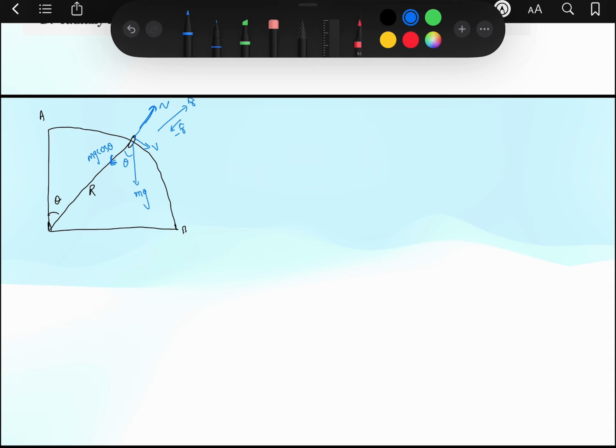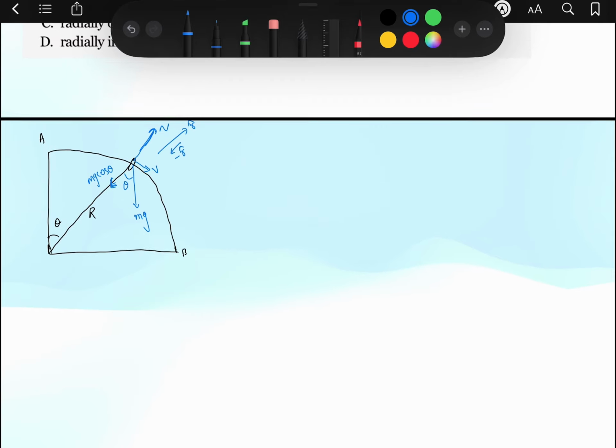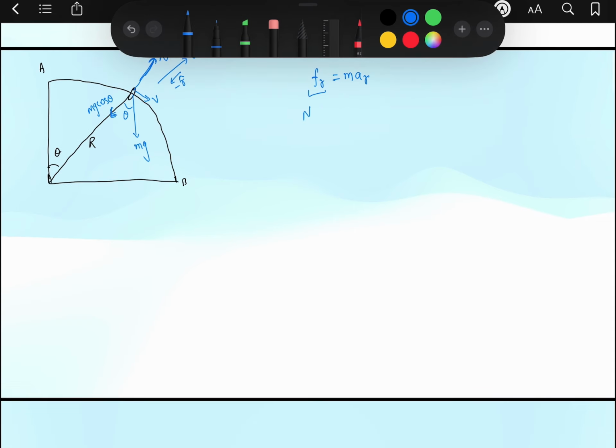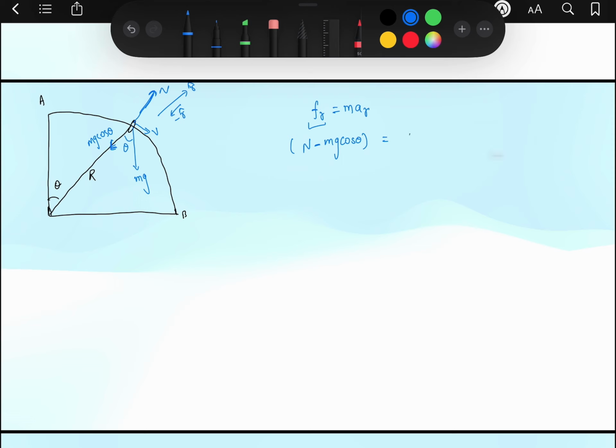Then the component of mg in this radial direction will be mg cos theta. Now if I write the equation of motion in polar coordinates for this bead of mass m, then F radial will be equal to mass into a radial. What are the radial forces acting on this bead? N is in the positive direction and mg cos theta is in the negative direction. That is equal to m into the value of radial acceleration, which is minus v square by r.